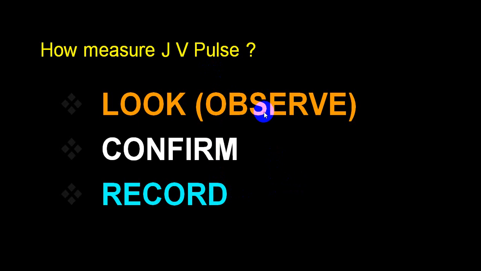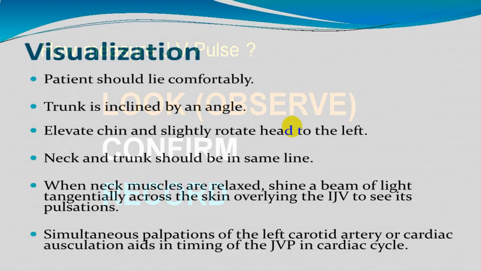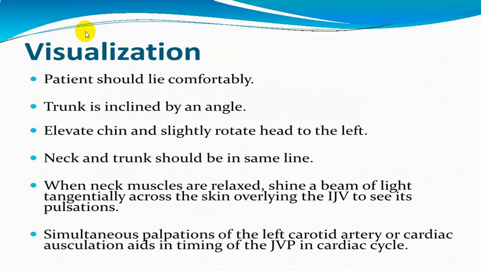If it is clearly seen, then you can see the top level of the oscillating column and you can see the wave. That we call a jugular venous pulse. Whenever you want to visualize or observe, the patient should be in a supine posture comfortably.